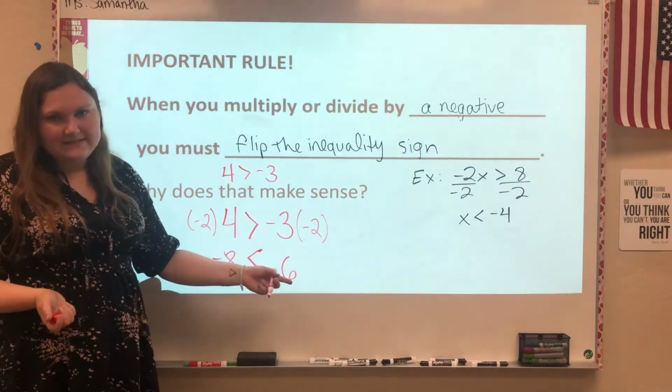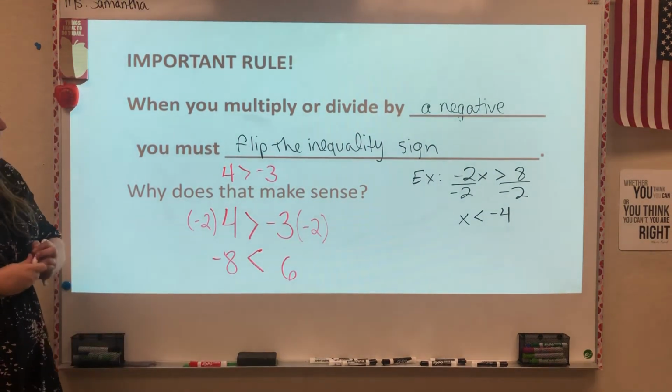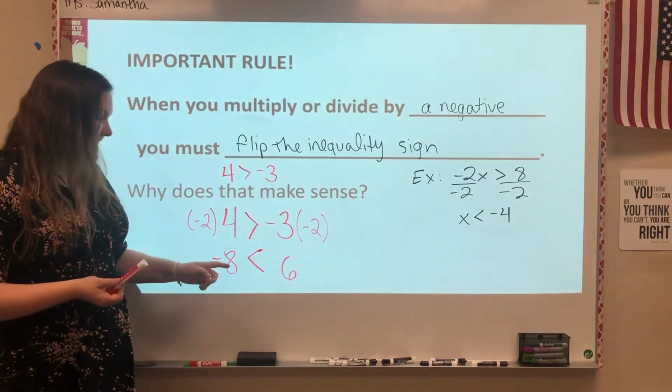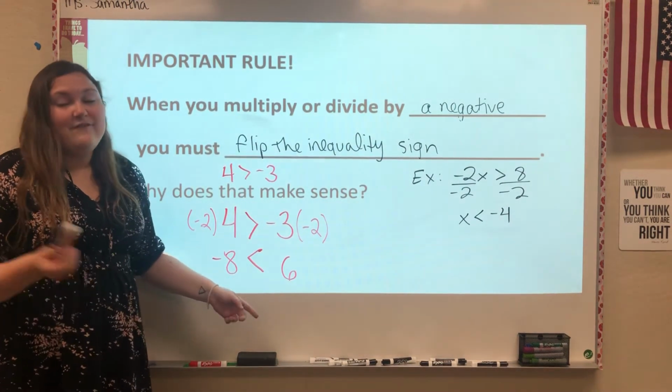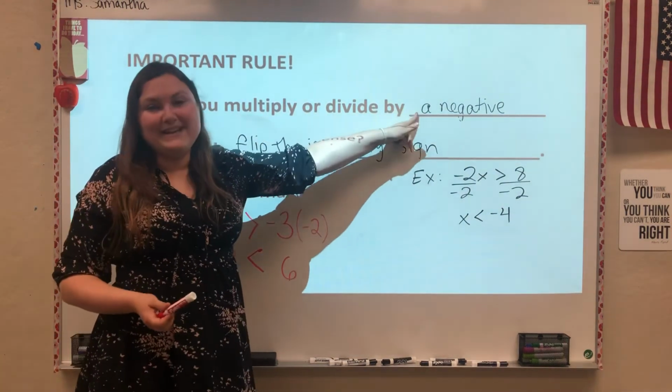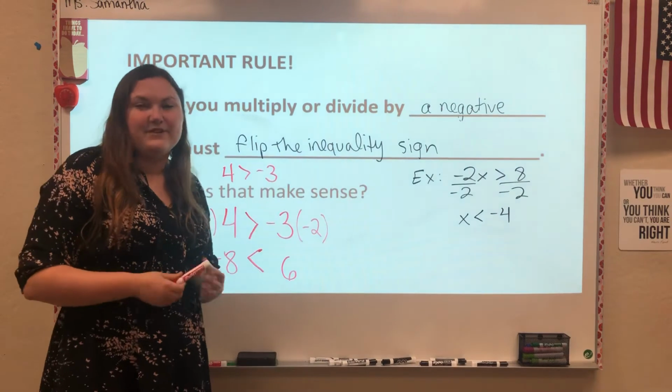Negatives are always going to be less than positives. So this is just one quick example to show why, when you're multiplying or dividing by a negative, the inequality sign would flip. If you don't believe me, try more. Make up little problems for yourself and multiply or divide by a negative. You'll see you always need to flip the sign for it to be true.